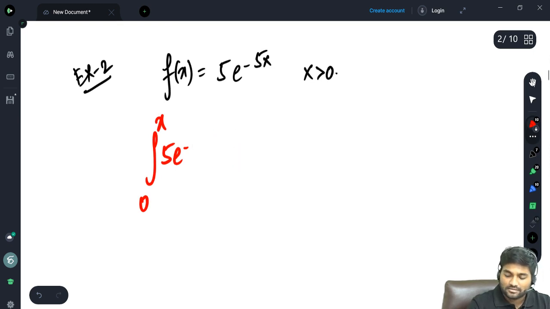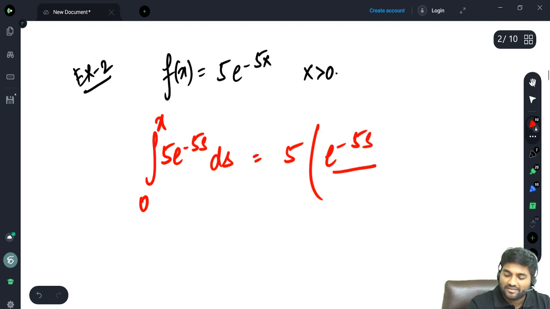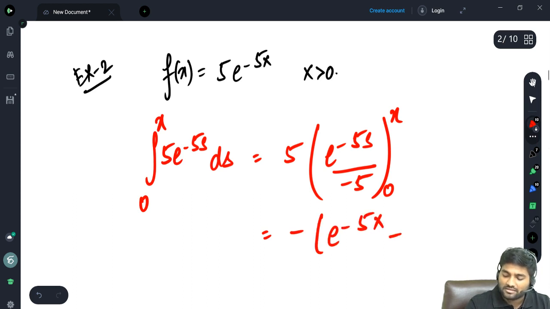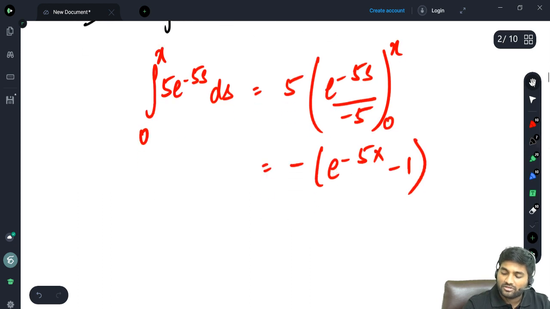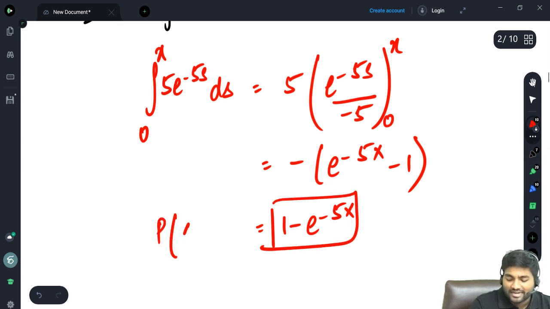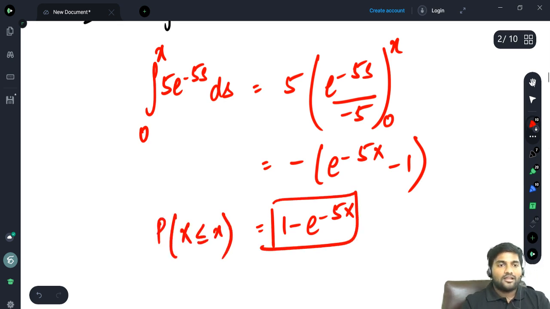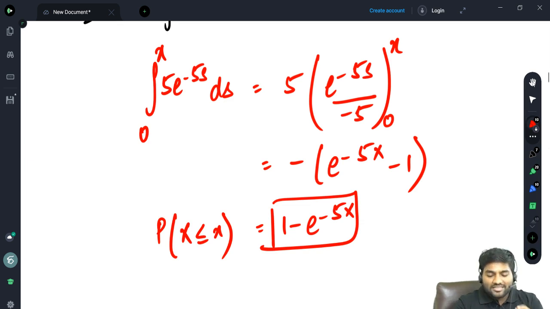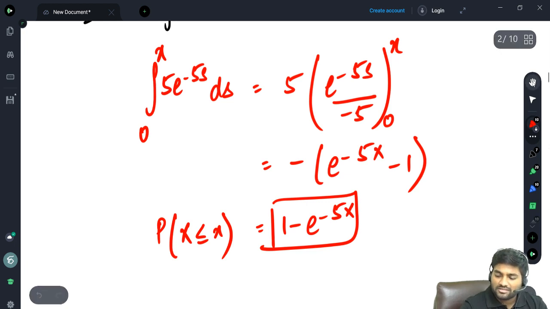We can use s. Okay? So, 5 common, e to the power minus 5s by minus 5, 0 to x. So, minus e to the power minus 5x minus 1. So, this is nothing but 1 minus e to the power minus 5x. Now, since we have integrated once, now we can just put the values and get the answer. Okay. Do this once.